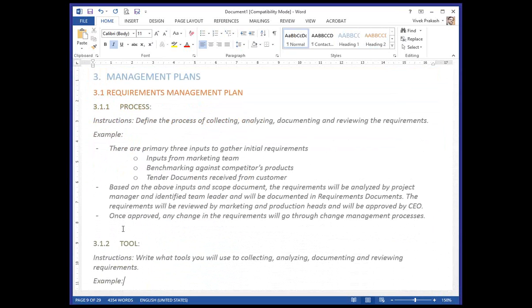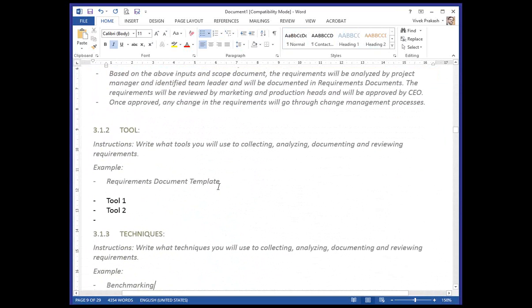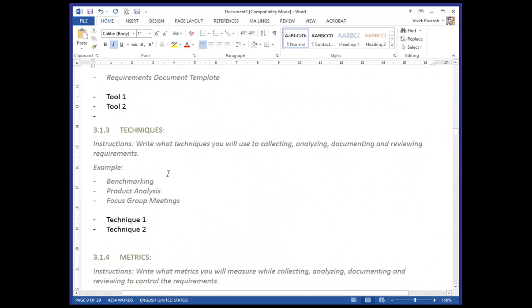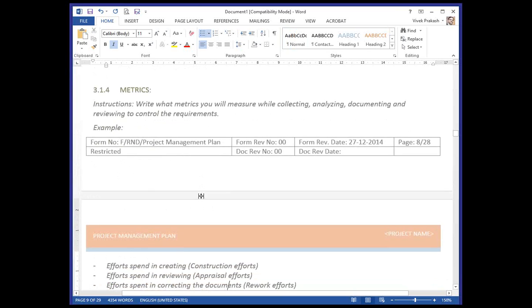In this requirement management plan, first it talks about the process, how the requirements will be gathered and analyzed. Then we talk about tools and techniques, what tools are going to be used. Then it talks about techniques, what techniques we are going to use, like brainstorming, product analysis, focus group meeting. These are examples which are given.